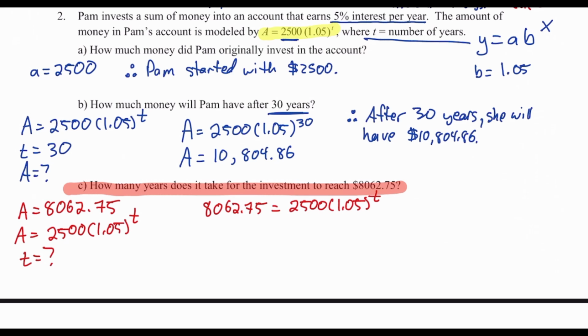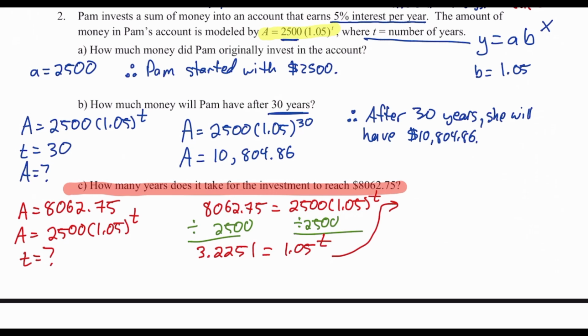I can start to simplify using tools I'm familiar with. So right now I'm multiplying 2,500 times this term. So I'm going to divide each side by 2,500. And I'm going to get 8,062.75 divided by 2,500 is 3.2251 equals 1.05 to the power of t. Now I'm going to use my logarithm. I'm going to rearrange this, and I'm going to find that t is equal to logarithm 3.2251 divided by logarithm 1.05.